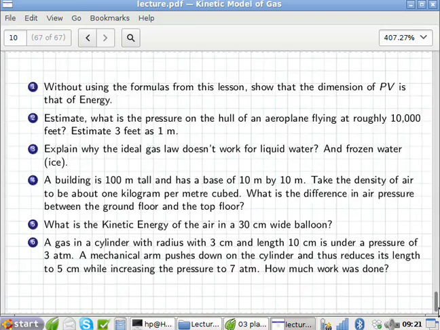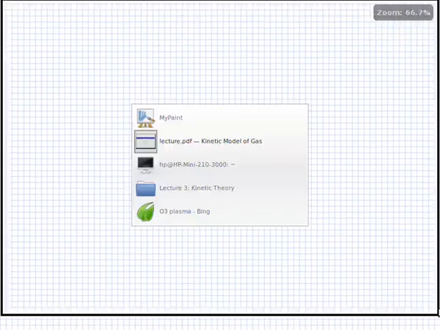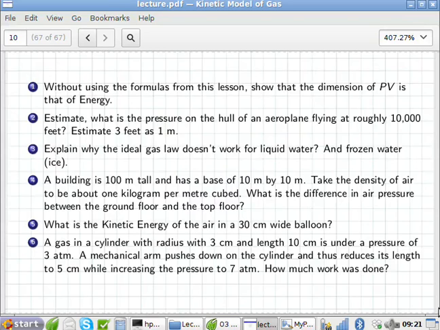I stuck in 2 extra questions, but I'll do them anyways now. So what I didn't give you last week, which isn't too difficult, I wanted you to get the unit of PV without using the formula from the lesson.